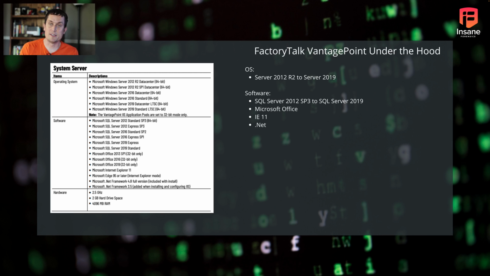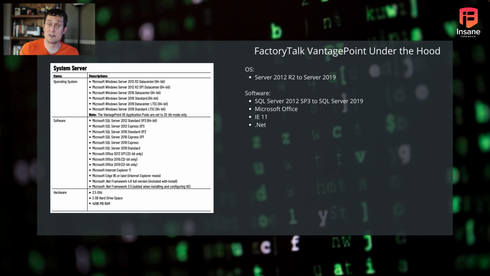Starting with FactoryTalk, the relevant points to this in FactoryTalk, if we go to the FactoryTalk manual, what we'll see is that FactoryTalk mainly runs on Server 2012 to Server 2019. Where this helps us is now that we know we're in a Windows environment. So we might have Windows event logs. We might have Windows protocols to deal with.